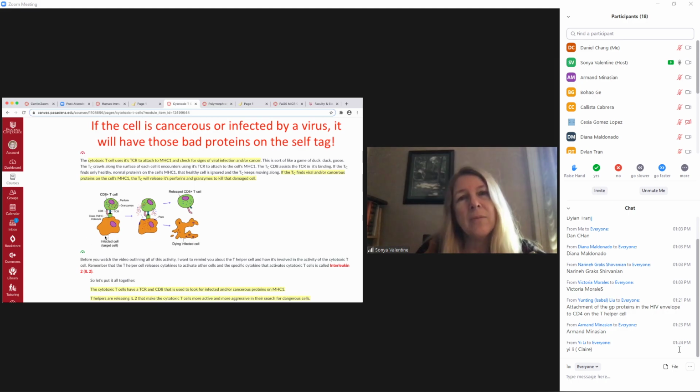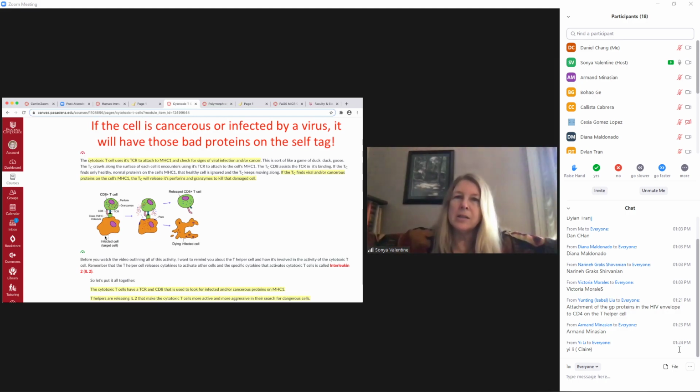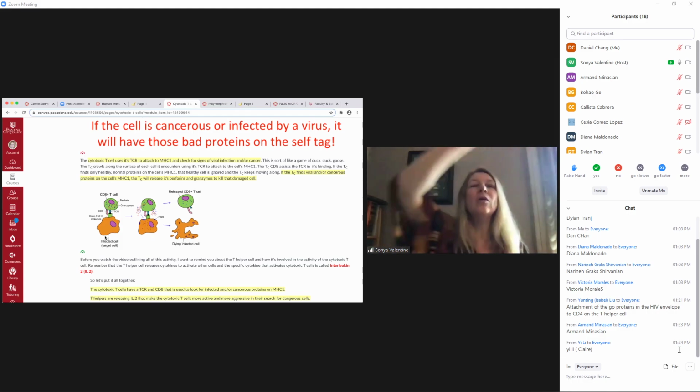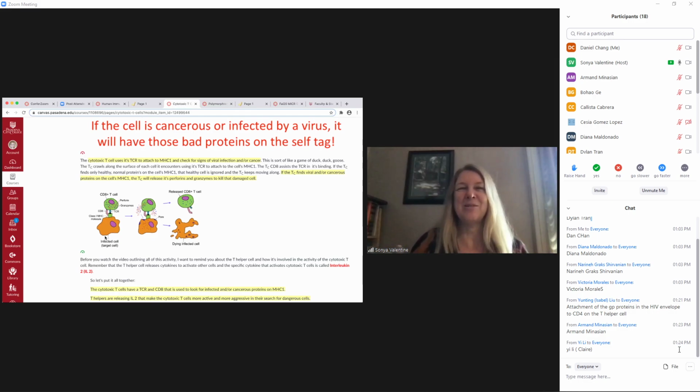Right? So the T lymphocytes, both of them interact with cells. That's different from the B cells. The B cells don't interact much with other cells. They produce antibodies, and that's in your fluids. The T cells are cell mediated. It means they interact with cells. So the T helper interacts with cells to get the whole immune system charged up to fight an infection.